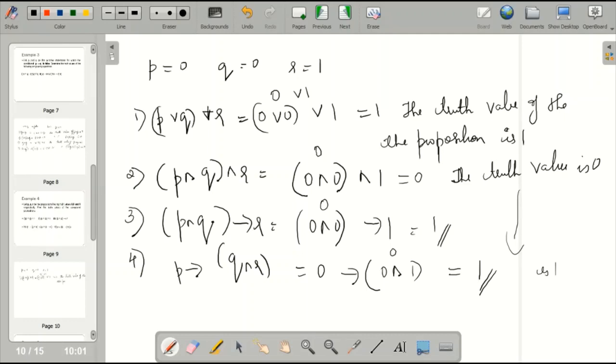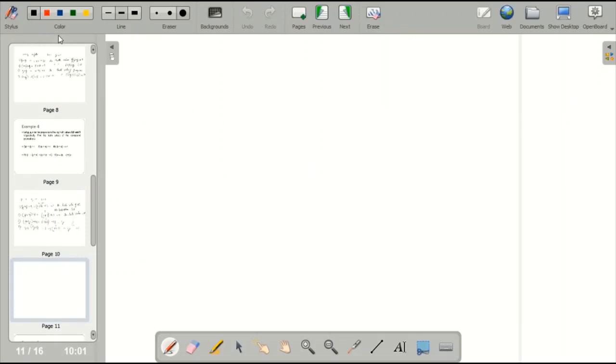Next, two more we have. Let us solve in the next page. That is fifth one. P and R conditional. Sorry, R conditional Q. So what is the value of P? You know the value of P is 0. R is 1. P is 0. R is 1. 1 conditional 0. You know that 1 conditional 0 is 0 itself. This is 0. So 0 and 0 will always give you 0.